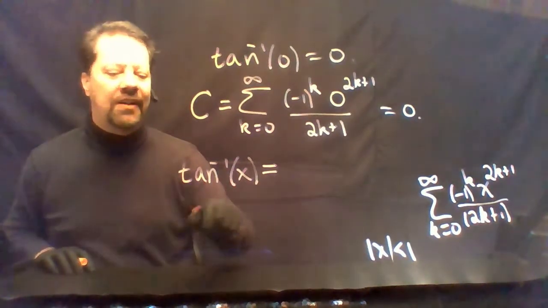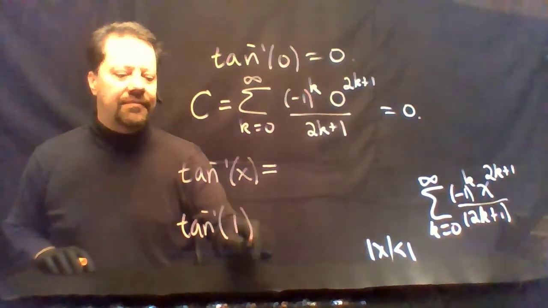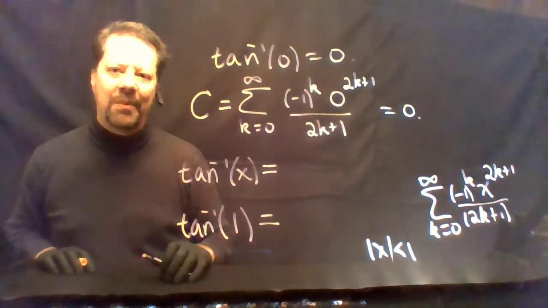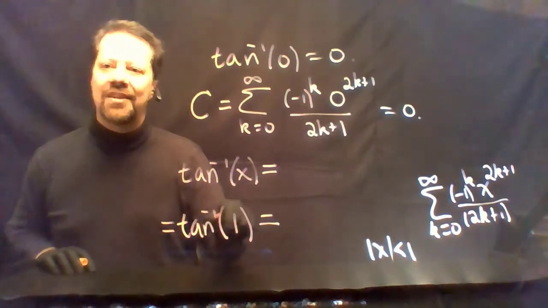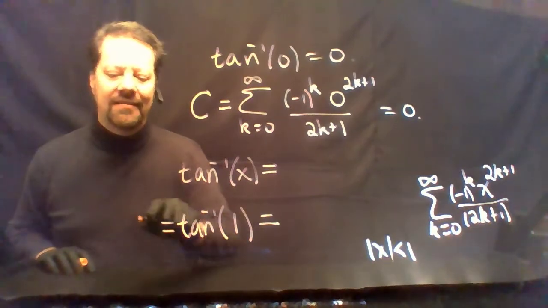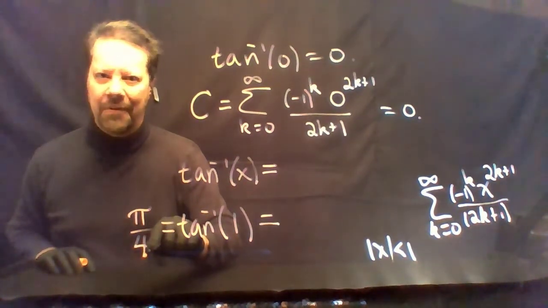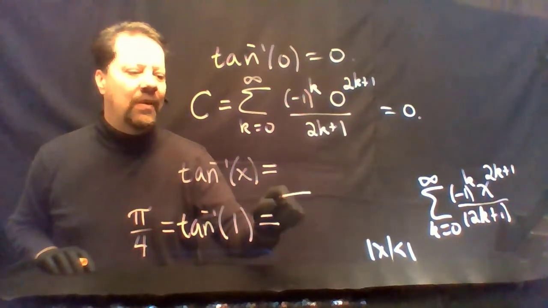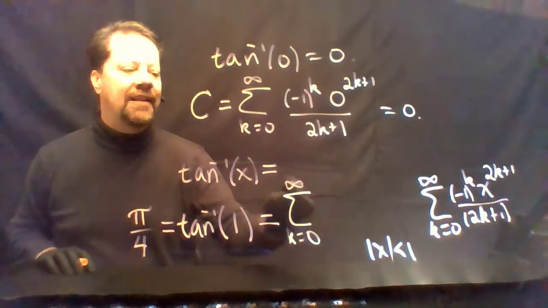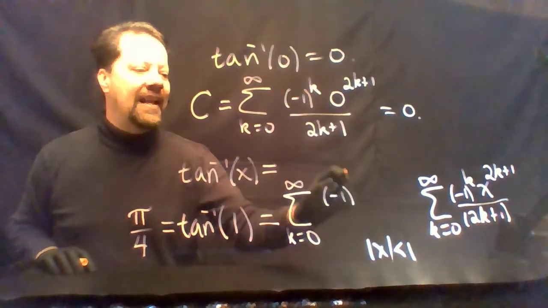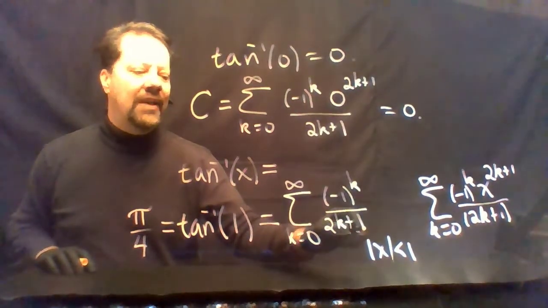So before moving on, what happens when we plug in x equals 1? The tangent of what angle is 1? The answer should be pi over 4. That will in fact be the sum, as k goes from 0 to infinity, of negative 1 to the k divided by 2k plus 1.